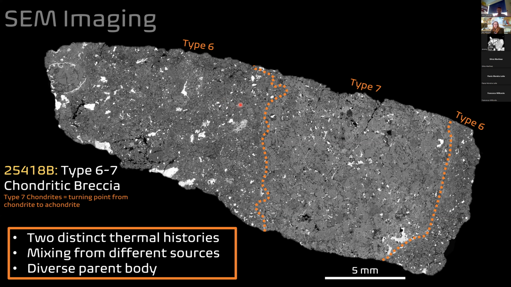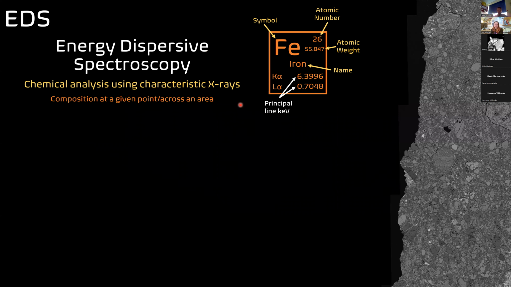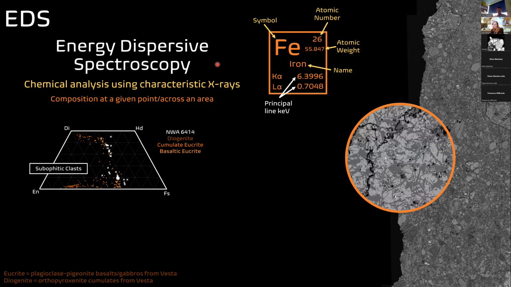So after backscatter imaging, typically we go into EDS. This is energy dispersive spectroscopy. So it's a chemical analysis using characteristic X-rays. We use the energies rather than the atomic number. And this gives you composition at given points or across an area. So for my genre of planetary science, my genre of geoscience, I use this to calculate mineral composition.